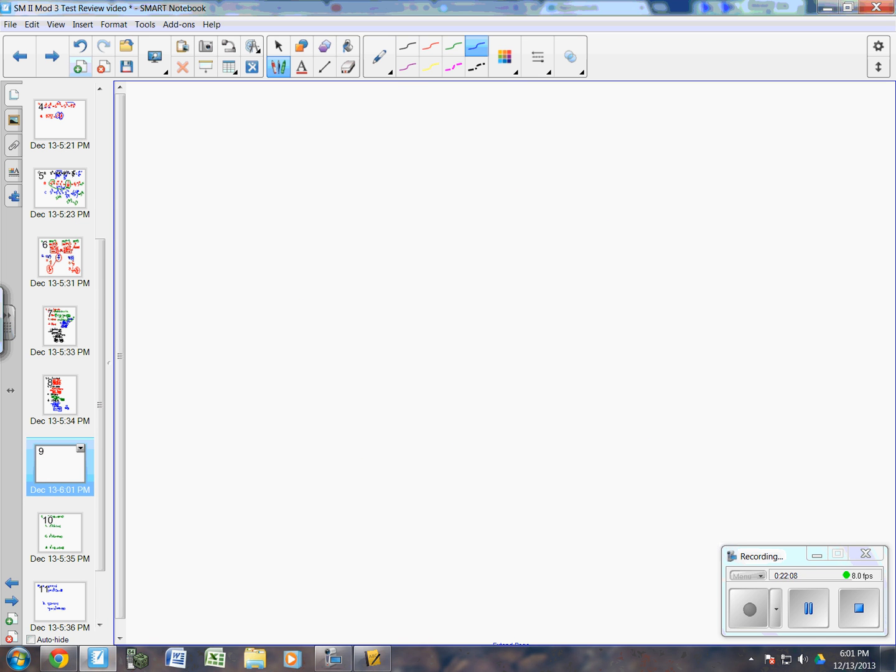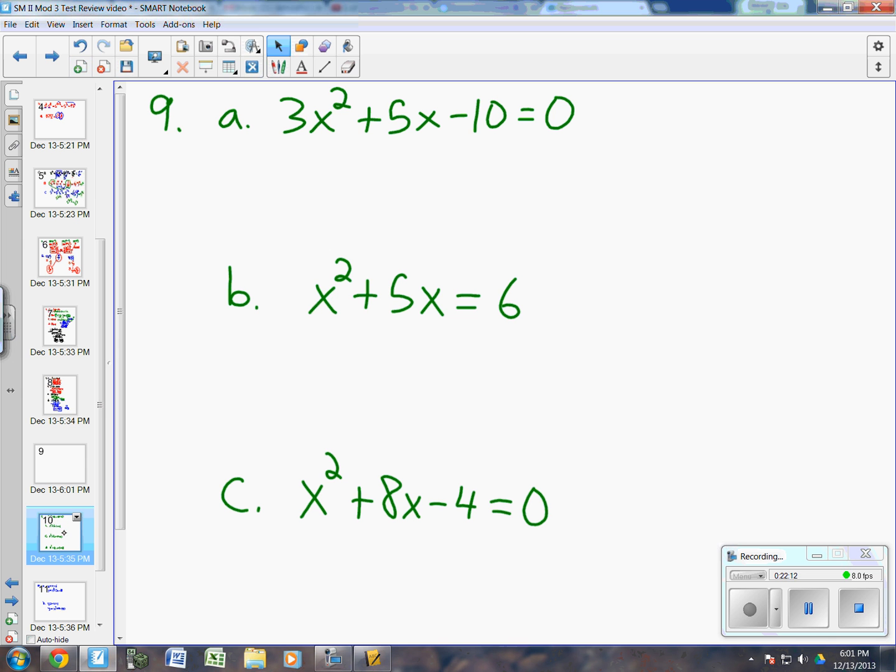Remember to pause if you need to go back and look at some of these. Okay, the next one, number 9. Once again, I'm supposed to solve each quadratic equation using the most efficient method and state the method. Well, the most efficient method is whichever one works for you.